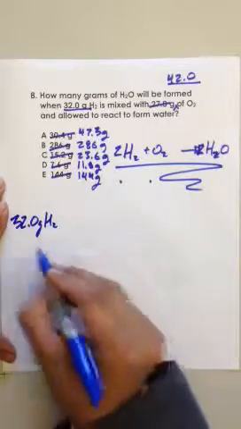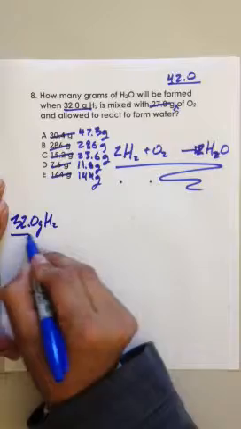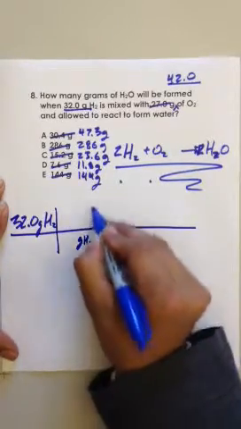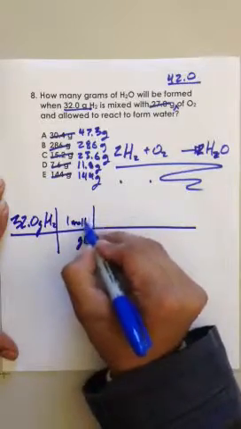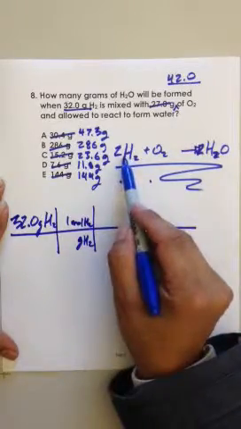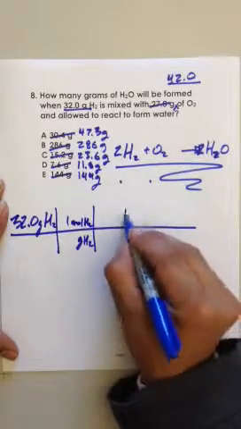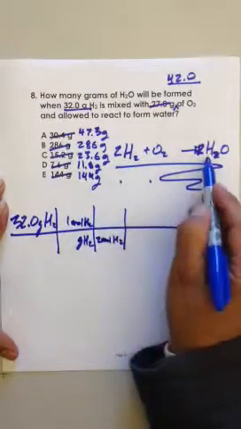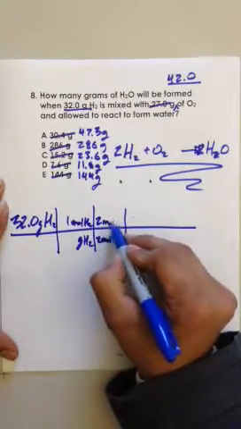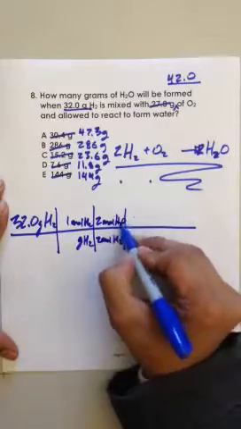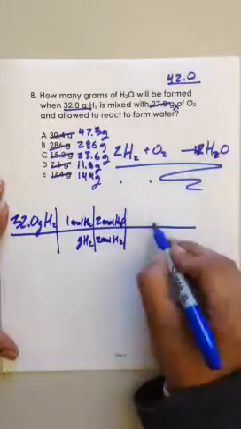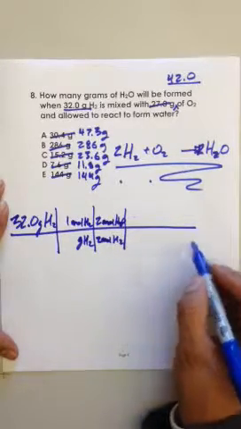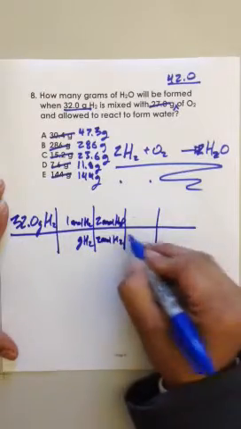32.0 grams of H2. So we're going to go through the whole equation here. We're going to go from grams of H2 to moles of H2. Once I have the moles of H2, can I find the moles of H2O? Absolutely, because for every 2 moles of H2, how many moles of H2O do I get? 2 moles of H2O. Very nice. And then you can actually stop at moles, but I like to go all the way to grams because that's usually what they're asking.